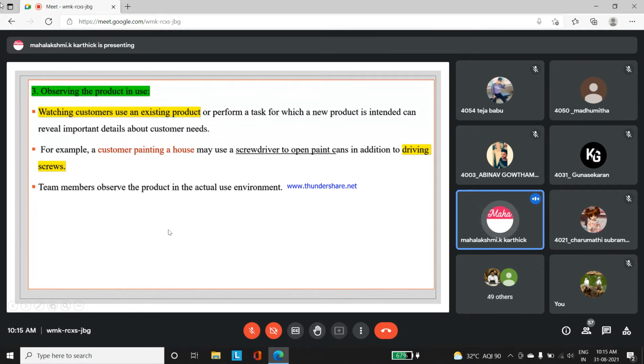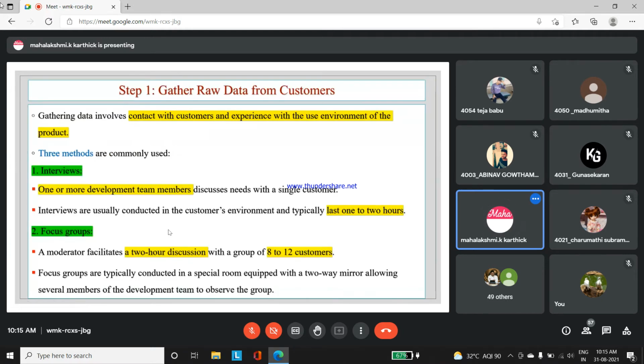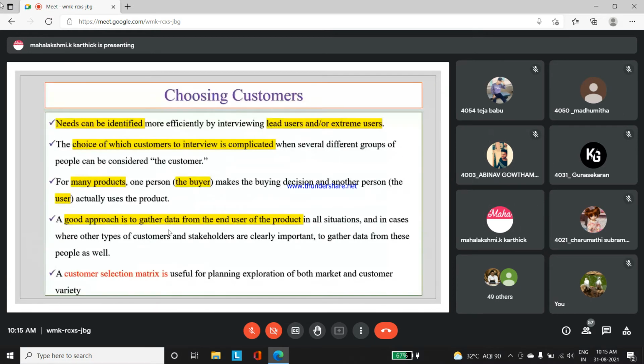Any doubt till now, students? The three methods followed in gathering the raw data from customers. Please reply. No, ma'am. Okay.